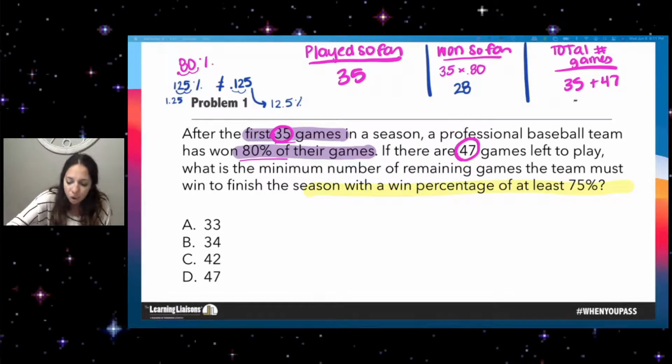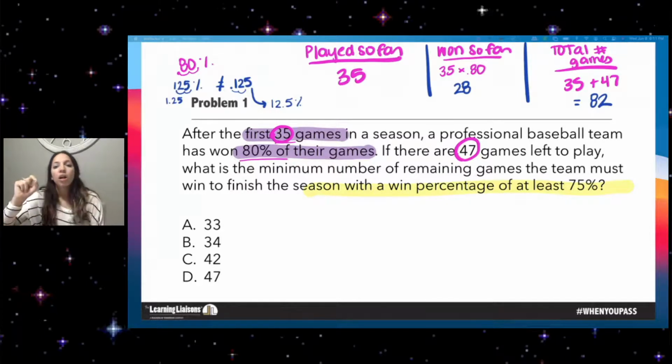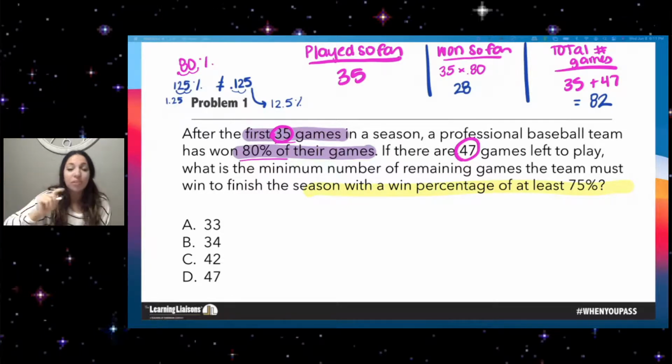Let's figure out how many total games they're going to play. 35 plus 47 equals 82. They are going to play 82 games, not they need to. What they need to do is win 75%.